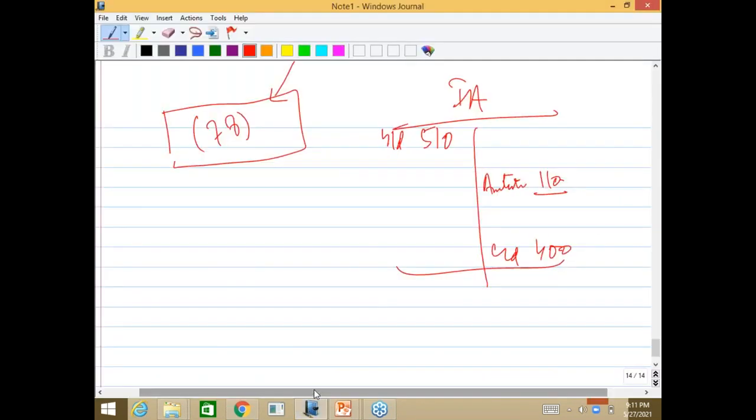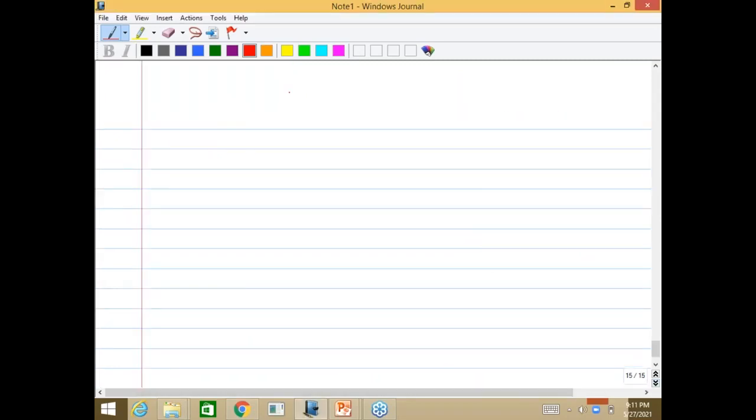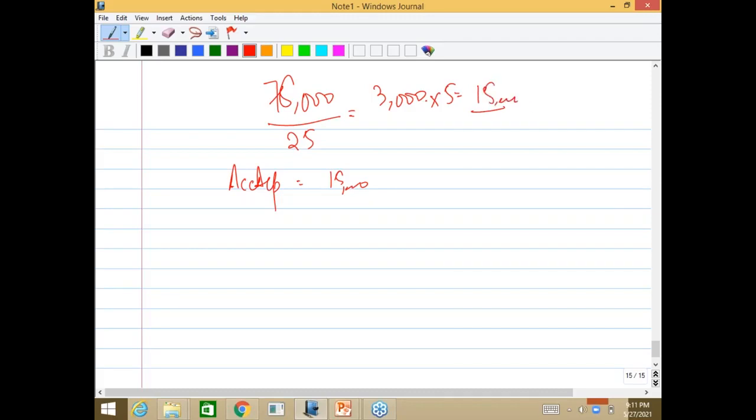Now check this point. In the question, it says that 75,000 is the overall cost of the asset and the remaining life at the start of the year is 25. So annually we were charging depreciation of 3,000 for this asset. And in the accumulated depreciation column, it says there is a depreciation of 15,000. So 3,000 into 5. When we multiplied by 5, we got the value of 15,000. What does it mean? That at the start of this year, this asset was already depreciated by 5 years.